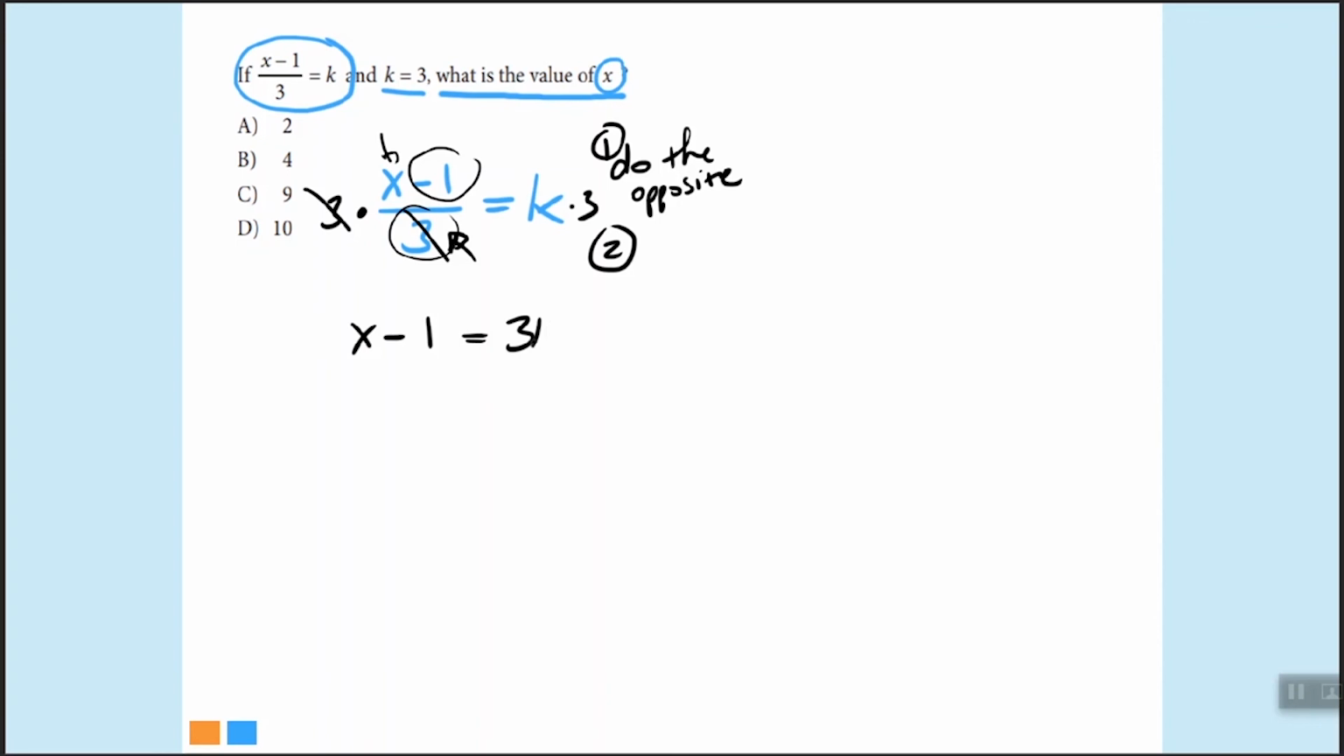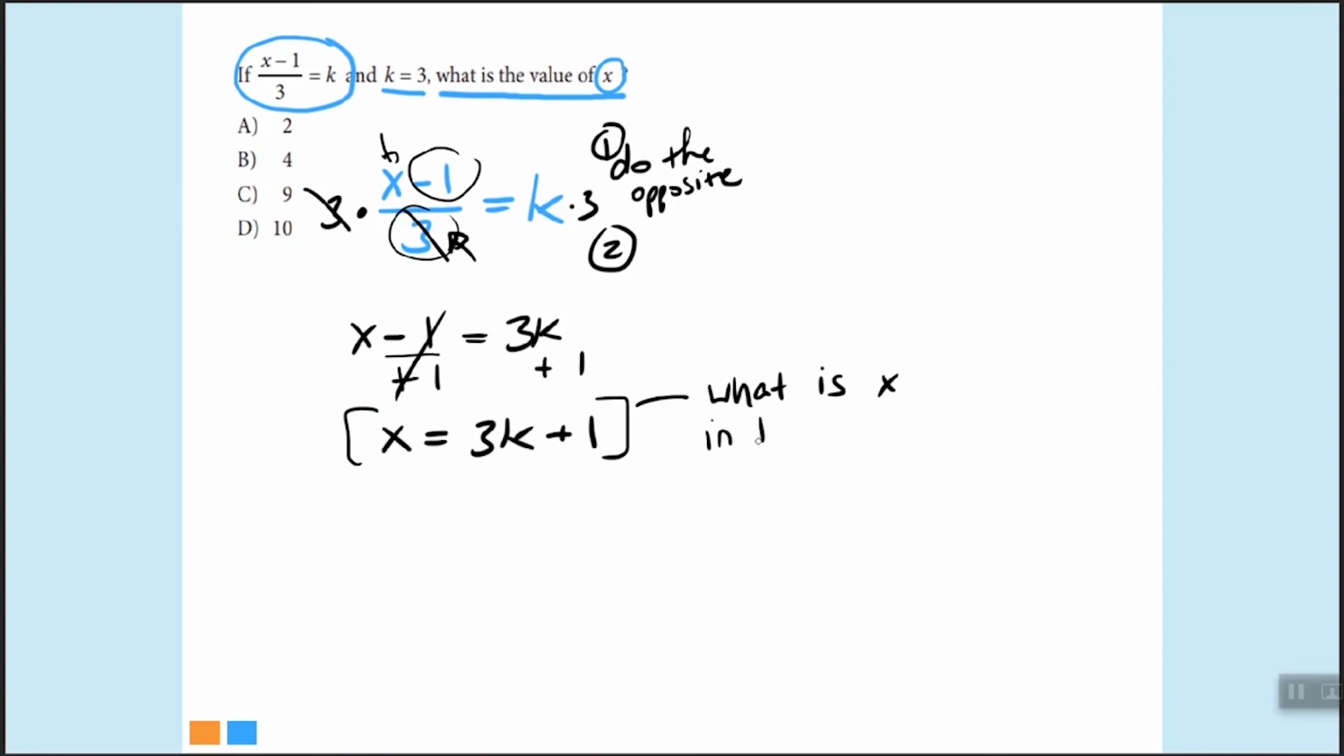From there, we're looking at the minus 1. So we're almost there. We just have the minus 1. What's the opposite of minus 1? Plus 1. So we're going to add 1 to both sides. X equals 3k plus 1. Nice. Okay, so this here could have been the answer if they had asked us what is x in terms of k. But they didn't ask us that. They asked us what is the value of x, which means that we need to find a number.